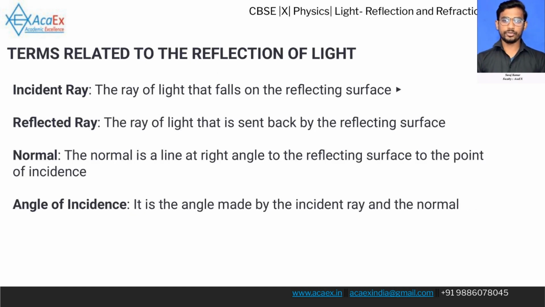Terms related to the reflection of light. Here are some important terms you should know. Incident ray, the ray that strikes the surface. Reflected ray, the ray that bounces off the surface. Normal, a line perpendicular to the surface at the point of incidence. Angle of incidence, the angle between the incident ray and the normal.